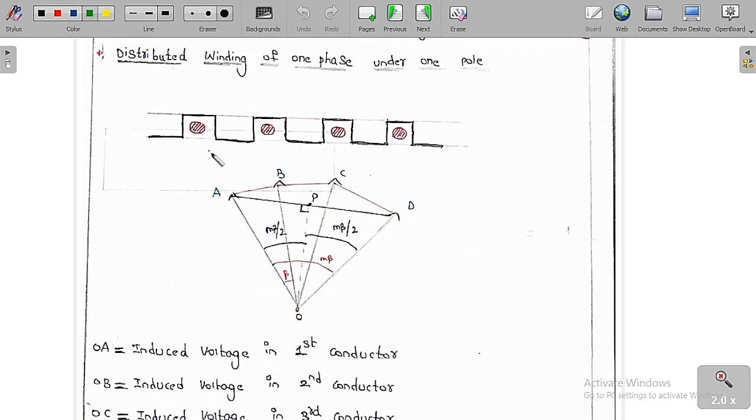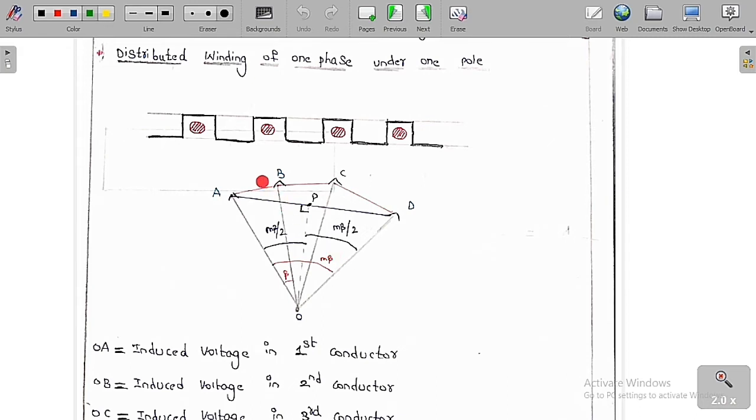So here, let me assume these are slot A, slot B, slot C and slot D. Let me take the reference point as O. And if you can see clearly, this is point A, this is point B, point C and point D. So OA is the induced voltage in the first conductor, OB is the induced voltage in the second conductor, OC is the induced voltage in the third conductor, and OD is the EMF induced in the fourth conductor. All these conductors come under one phase, but they are kept in four different slots. It is called a distributed winding.